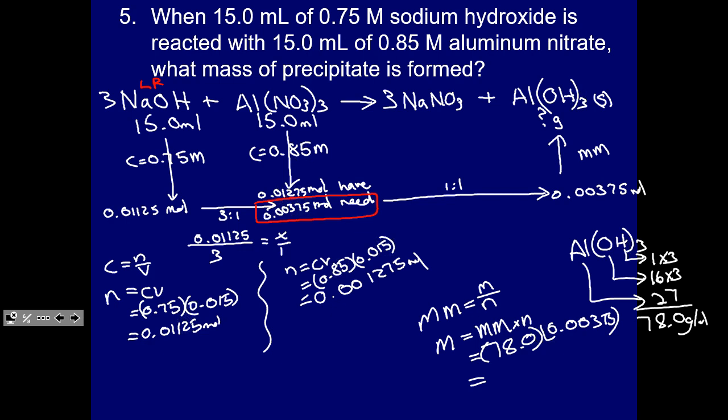What do you got there, Kevin? 0.2925. That's okay, 2925. 2 digits, it looks like, right, in our concentration formula. So 2 digits, 0.29 grams, will be expected there. Okay?